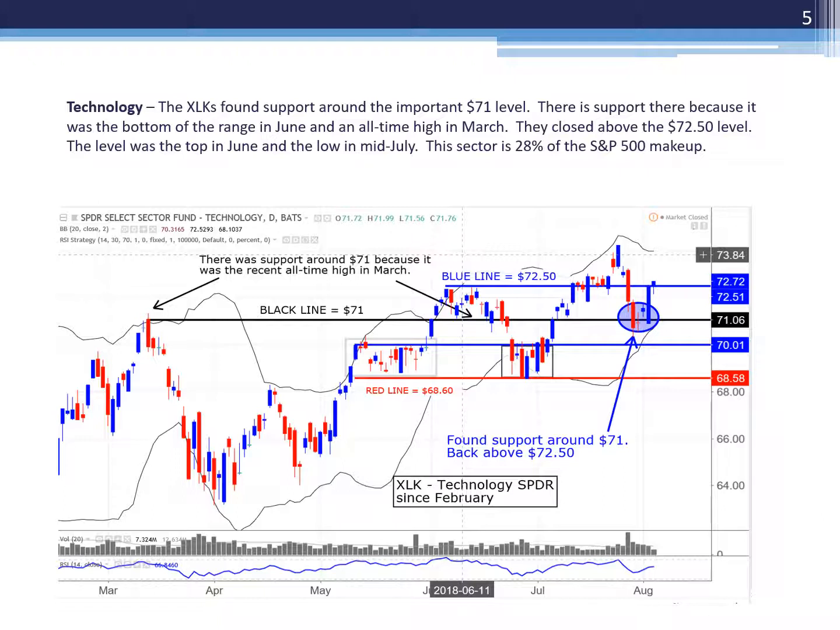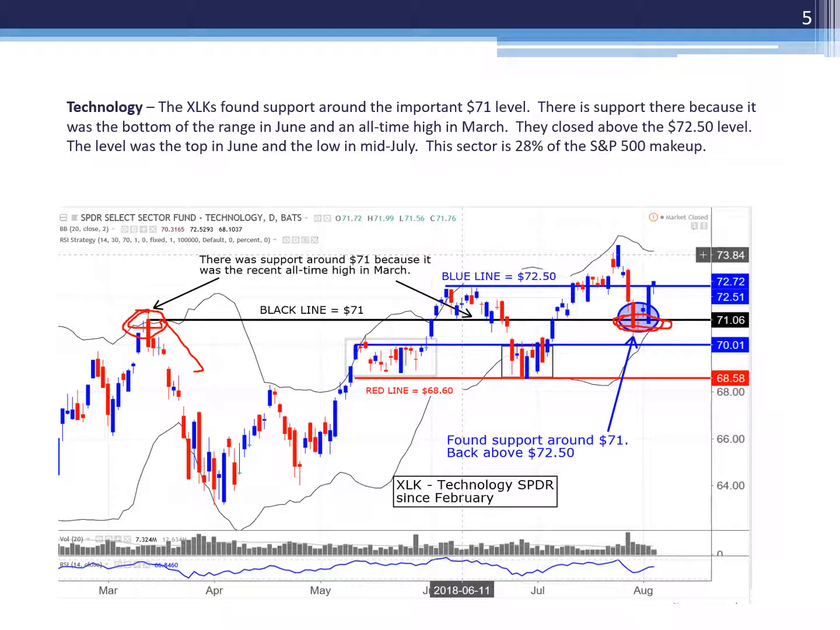All right, so here's a look at the XLKs, the tech sector, and this is almost 30% of the S&P 500 makeup. Last week we talked about if they broke down or sold off, we'd find some support at the 71 level, which they did. We were able to identify this level as being important because guess what? It was the all-time high here, and it became oversold, and guess what? Oh, it sold off. Big surprise. So anyway, because that was an all-time high, it became important, and you can see it was support here through June.